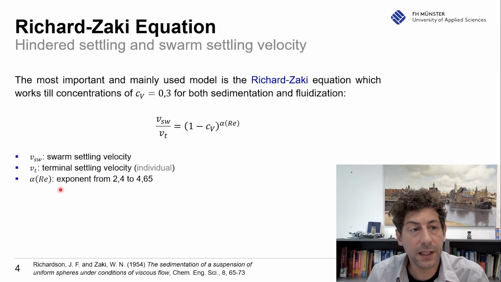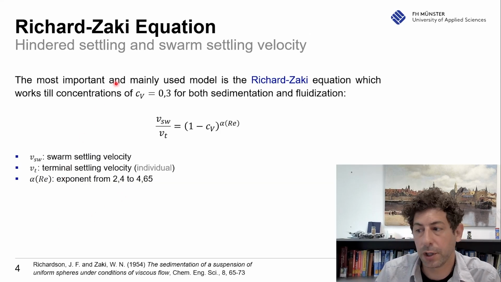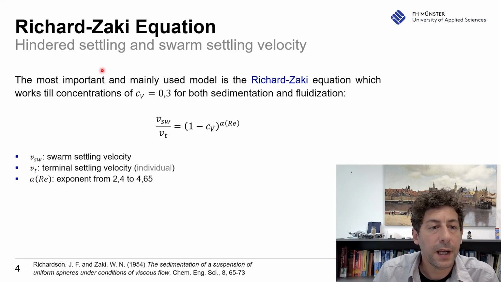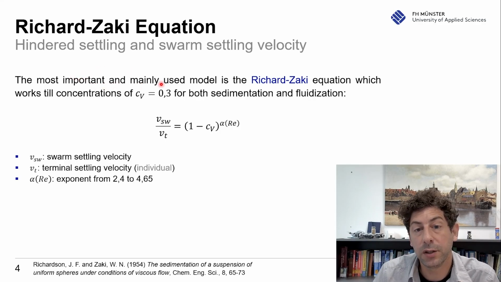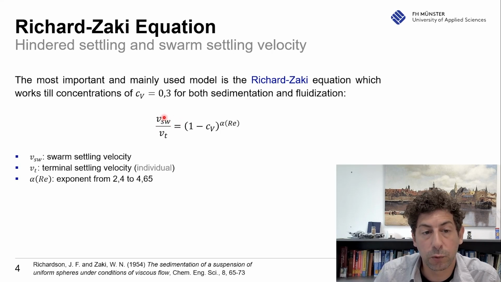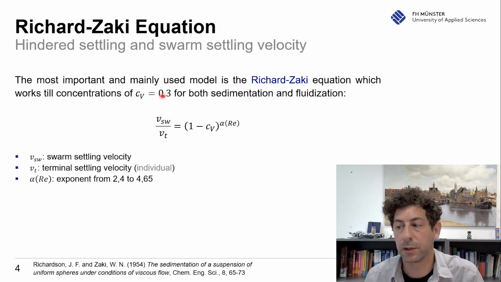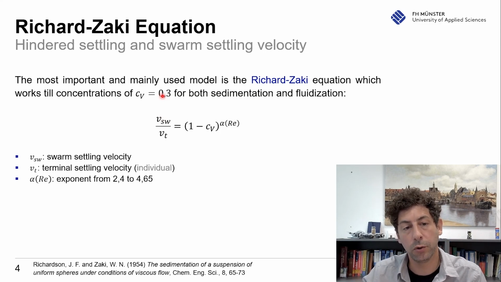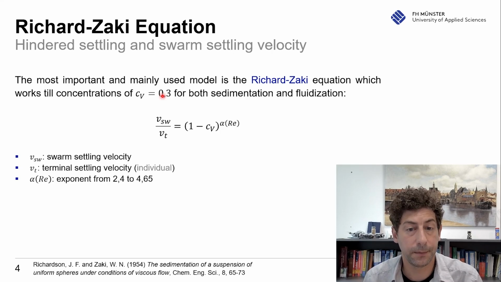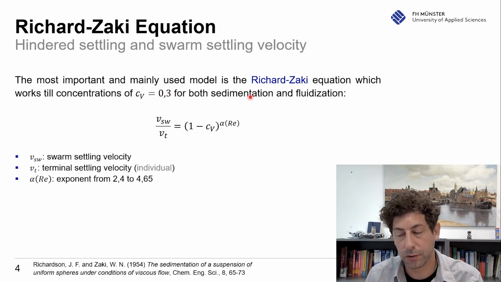And therefore we need the Richardson-Zaki equation, which I introduced in the previous video. This is the most important and mainly used model to describe the swarm settling velocity, which you see here. Basically this works for concentrations up to 0.3. If we look at the task, we have a concentration of 0.12, so it works perfectly. We are completely in the range. Sedimentation is also in the given task, so we can use this model.